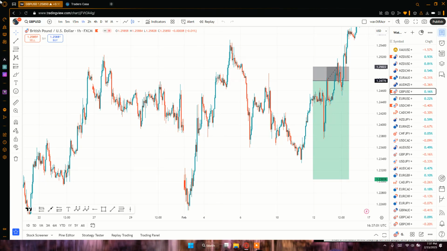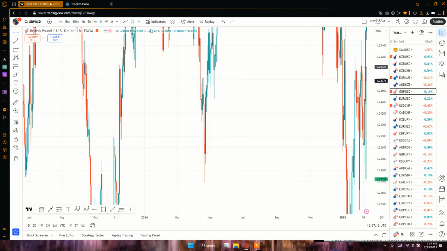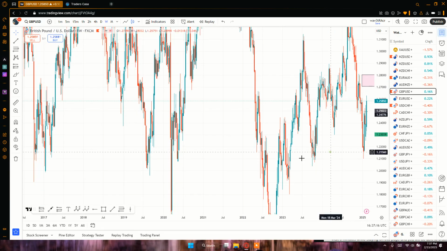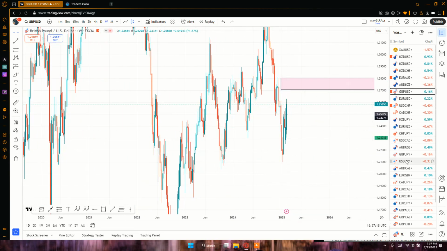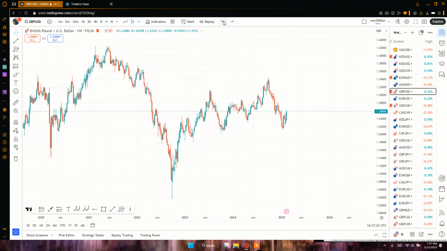Okay, we can start with GBP USD. As you can see, it is among our four trades. So we are going to look at the higher time frame, what happened, and why did we have such a bias? Why did we have such a bias?